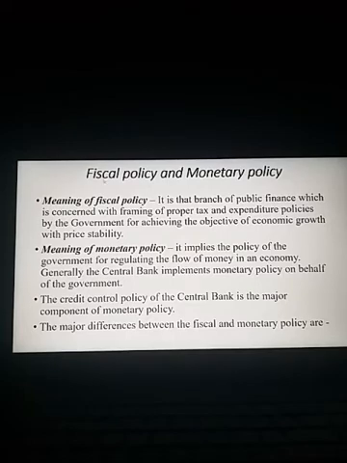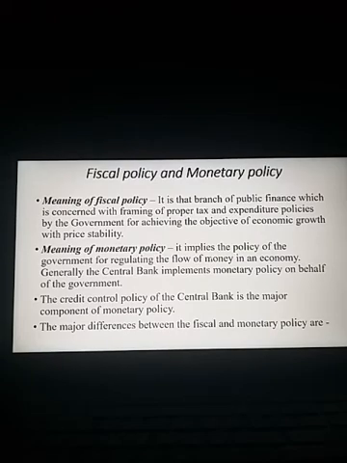After knowing fiscal policy, it is very important for us to know what is monetary policy then. Let us discuss meaning of monetary policy. It implies a policy of the government for regulating the flow of money in an economy. See here, observe flow of money. Recollect when we learnt money and banking, we came across this.